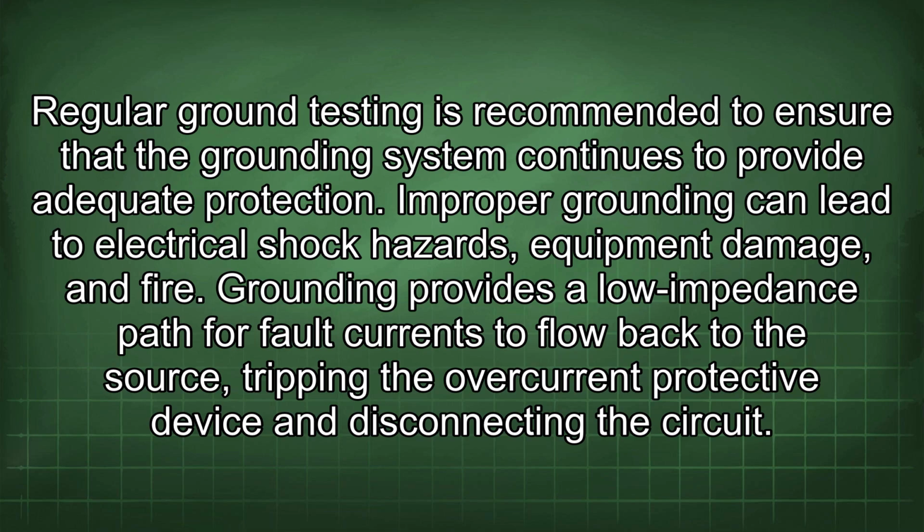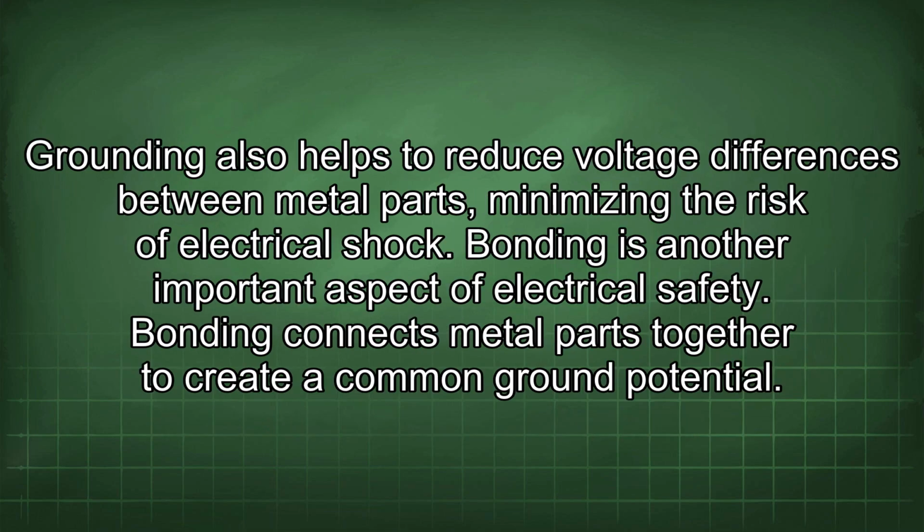Improper grounding can lead to electrical shock hazards, equipment damage, and fire. Grounding provides a low impedance path for fault currents to flow back to the source, tripping the overcurrent protective device and disconnecting the circuit. Grounding also helps to reduce voltage differences between metal parts, minimizing the risk of electrical shock.